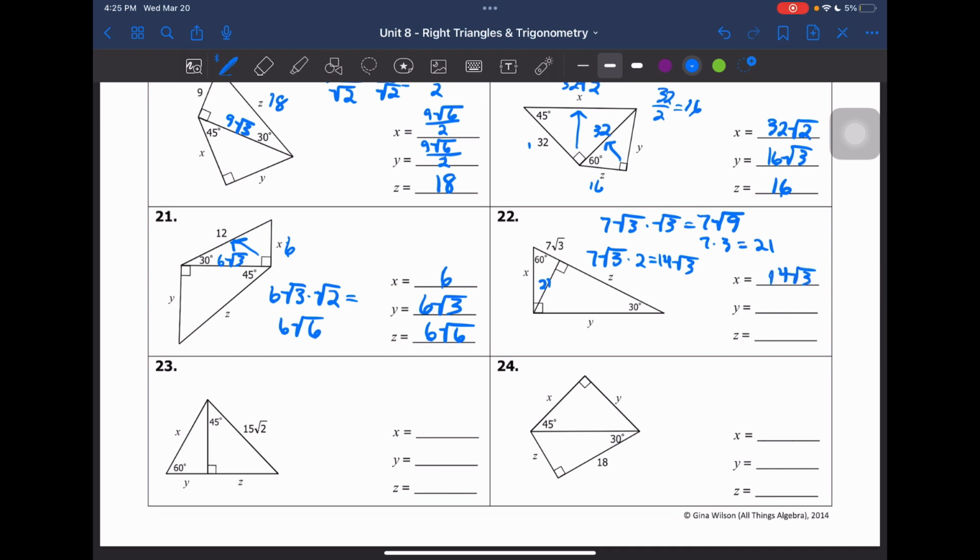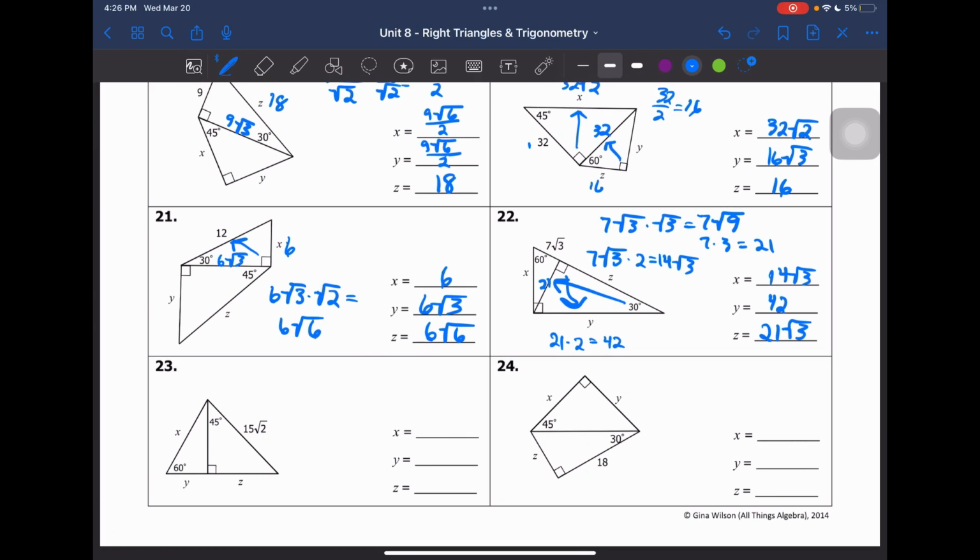This 21 is going to be helpful to find the z and the y. So if you think about 21, that's the shorter leg of this one. So the shorter leg, if we double that, that gives us our hypotenuse. So 21 times 2, that's 42. So that's my hypotenuse, which in this case is y. So this is 42. And then to find my longer leg, I just take 21 and then put a root 3 at the end. So 21 root 3.